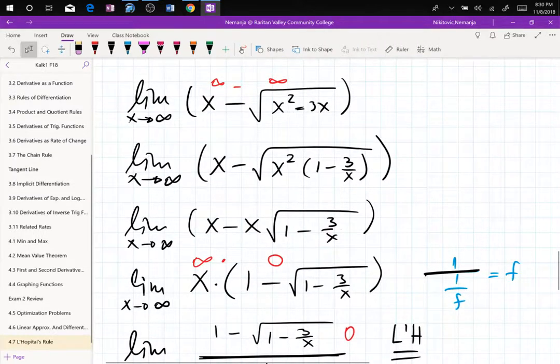So, this algebraic witchcraft over here. Okay, let's take a look. Don't worry about it. I'm a professional.